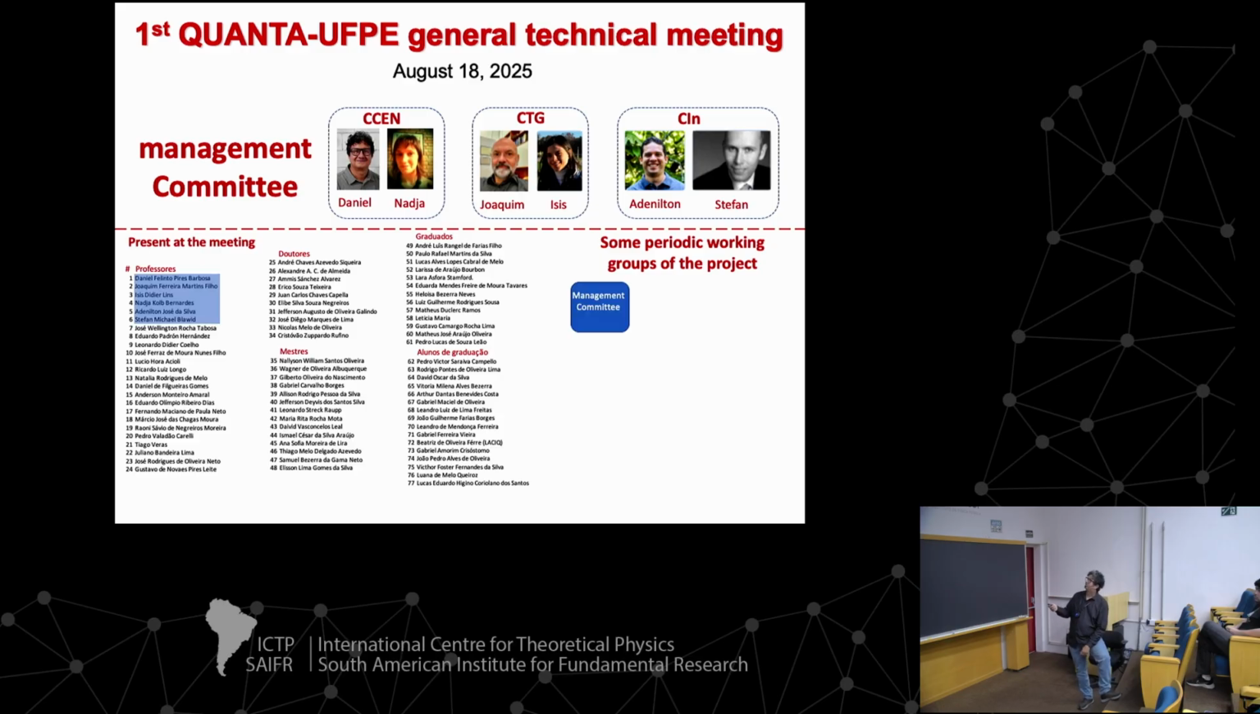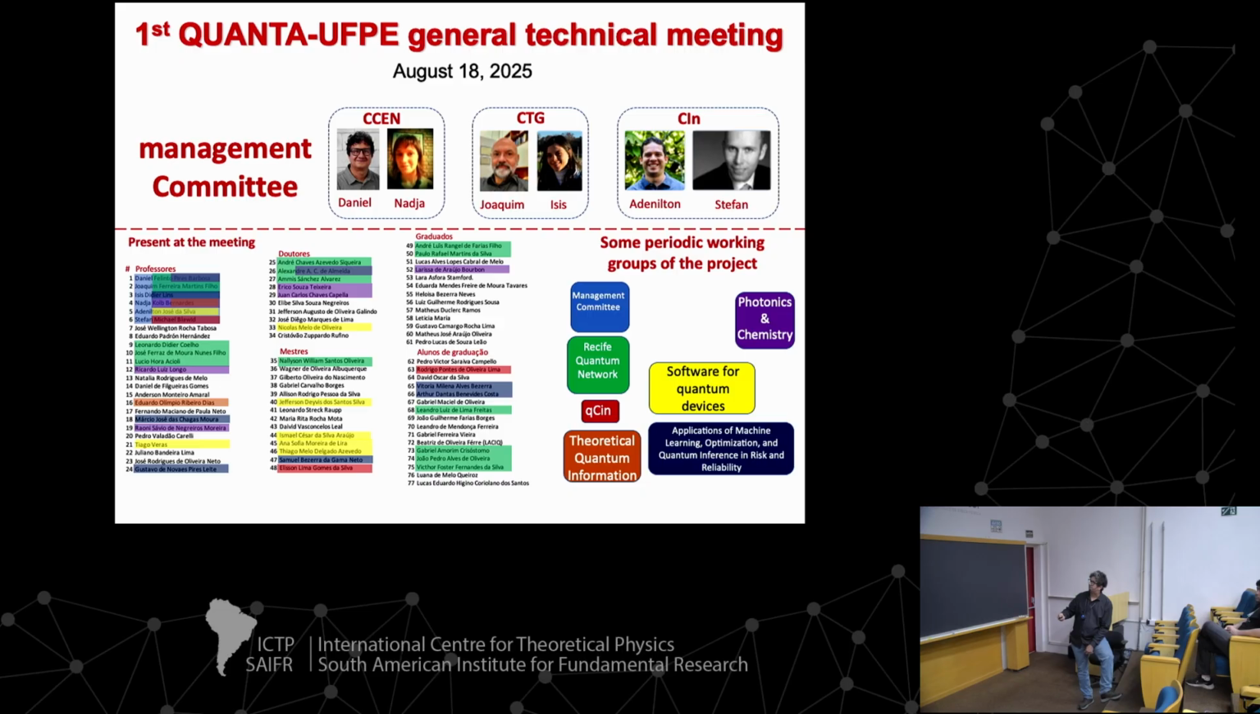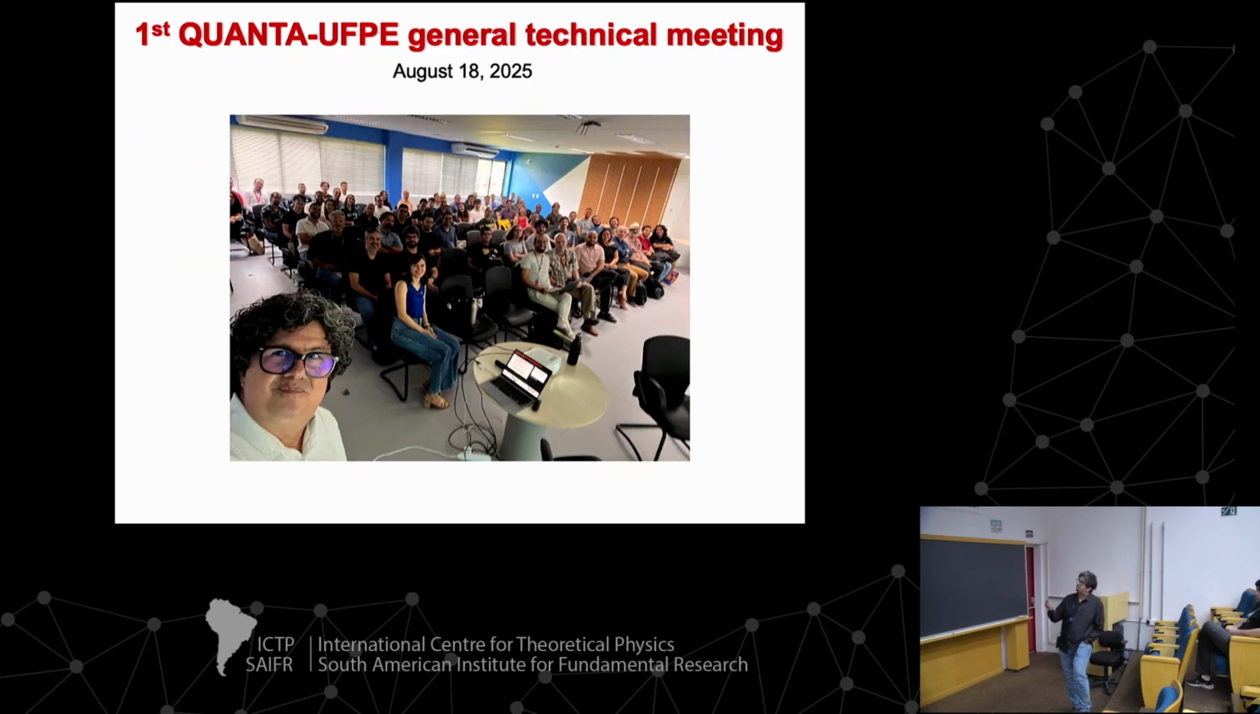Well, we have the management committee. These are just the periodic groups here. You have the quantum network I just presented. We also have, you see, photonics and chemistry, that's a different group that we work with. Theoretical quantum information, this is a group in the informatics department. Software for quantum devices, this is for the production engineering, the machine learning, post-quantum. So we had already a lot of activity even previous to the institute, but now that we are starting to put together, that's the first meeting, we have already a certain critical mass to work with.